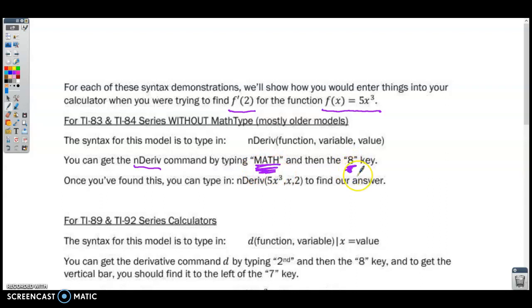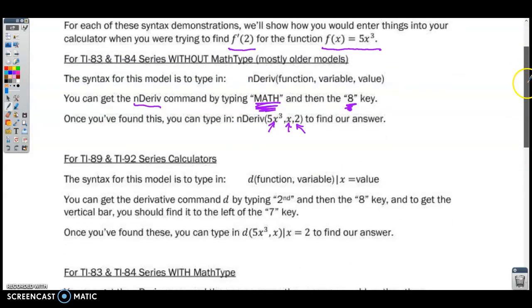When we hit the 8 key, that's going to pull out the nderiv command, and then we can just type in the function 5x cubed, a comma, the variable that we're differentiating with respect to here, which is x, another comma, and then the value where we're finding it, close that parenthesis, and it gives us our answer.